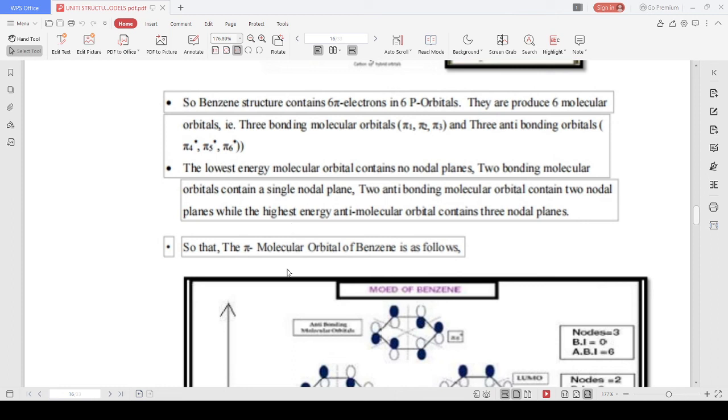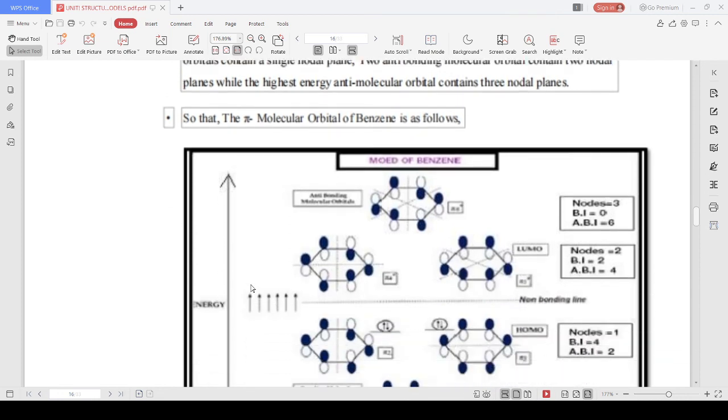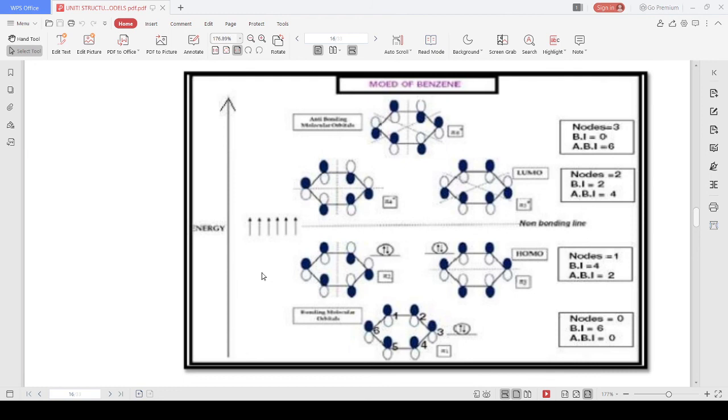So that is how the pi molecular orbitals of benzene look. Here we see the different types of nodes: 3 nodes, 2 nodes, 1 node, 0 nodes. The 6 pi electrons produce 6 molecular orbitals. The first ones are pi 1, pi 2, pi 3. This is pi 1.